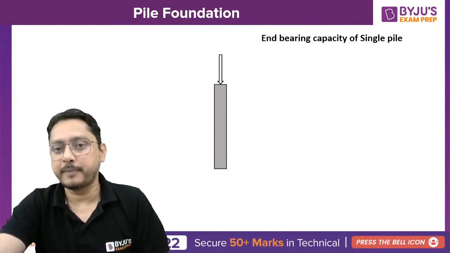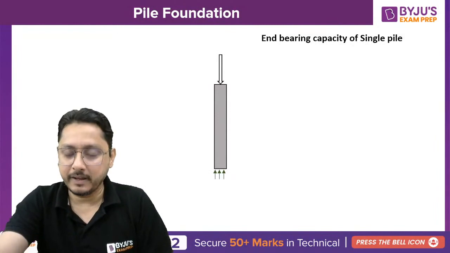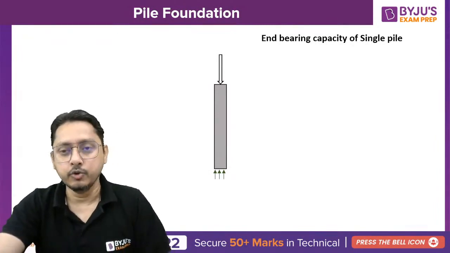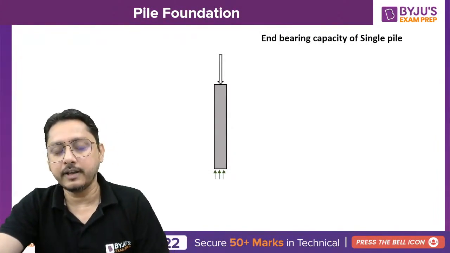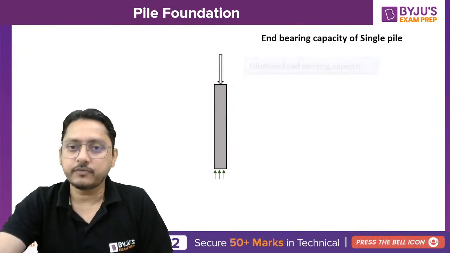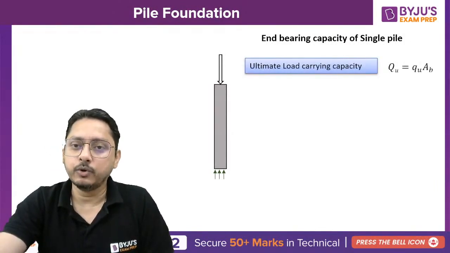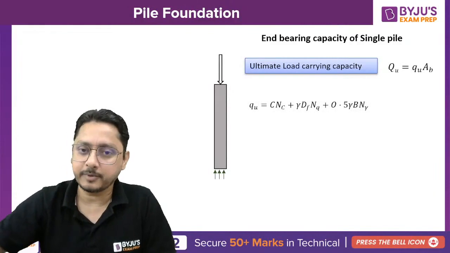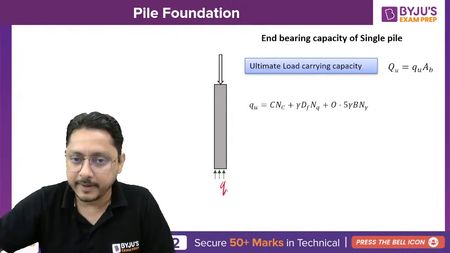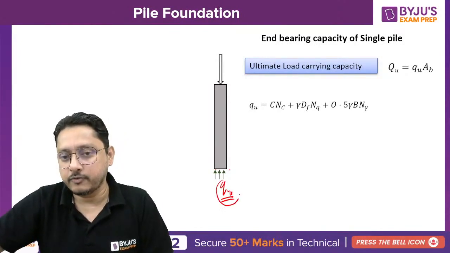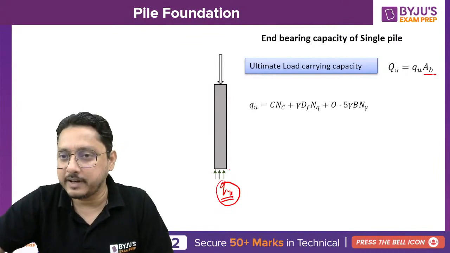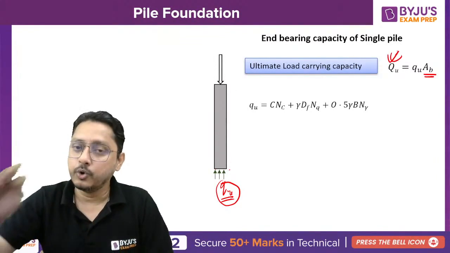Suppose you have a single pile. If you apply the load, of course, from the base you get end bearing. You remember we have already studied in shallow foundations the load carrying capacity. Once I calculate the ultimate bearing capacity of the soil at the base, that will help me, isn't it? If you can calculate the bearing capacity of the soil, you can multiply it with the end bearing area, and that will provide you the load carrying capacity.